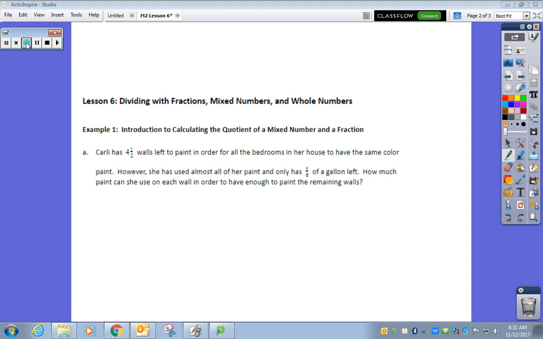In this problem, you really have to read carefully because the order in which it's written is not the order in which the division problem will be written. If you think about it, you have 5/6 of a gallon of paint that you are splitting up amongst 4 1/2 walls. So the 5/6 is going to be our dividend, and the 4 1/2 is going to be our divisor. Whenever you're dividing with a mixed number, you can't divide with that mixed number as is. What you have to do first is change the mixed number into a fraction where the numerator is greater than the denominator.